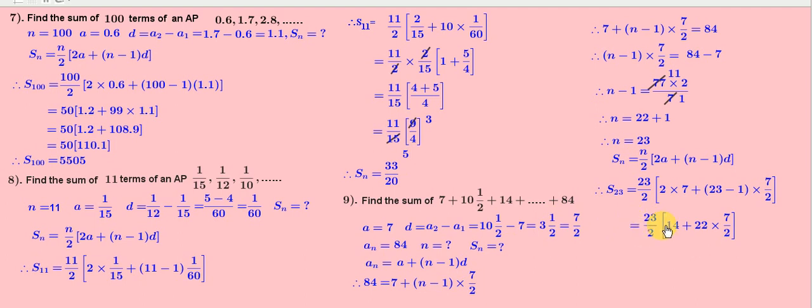23 by 2 into 7 2s are 14 plus 23 minus 1, that is equal to 22 into 7 by 2. Here 2 1s are 2, 2 11s are 22. Therefore S23 equal to 23 by 2 into 91, because 14 plus 77, that is equal to 91. Therefore S23 is equal to 2093 by 2.